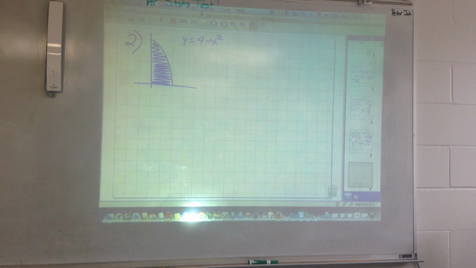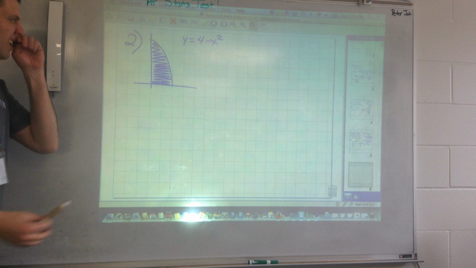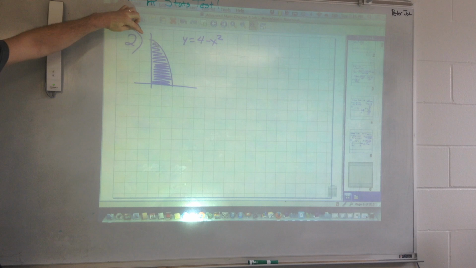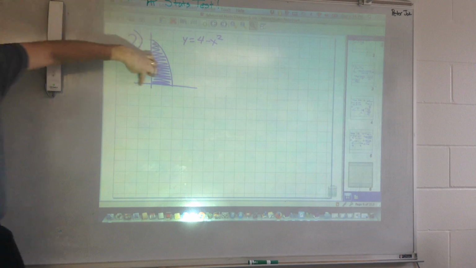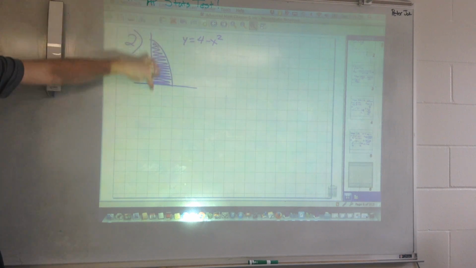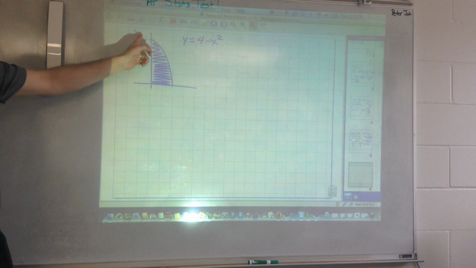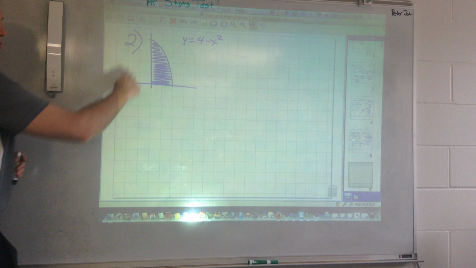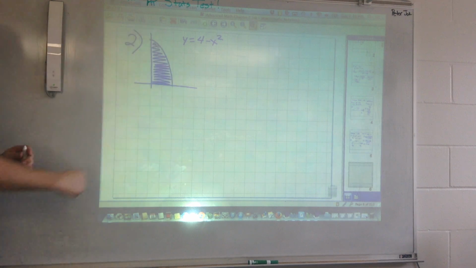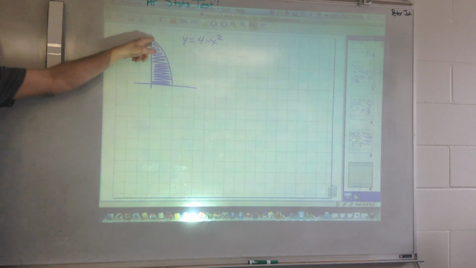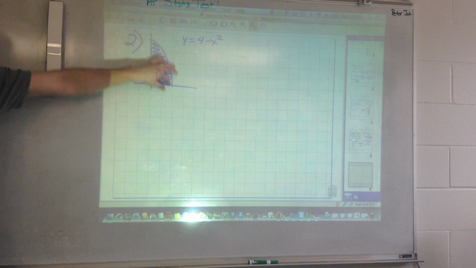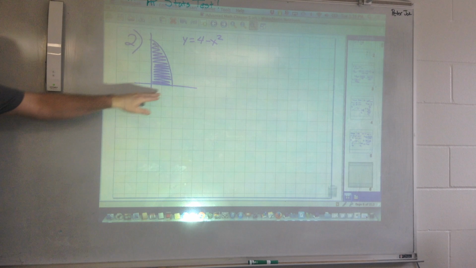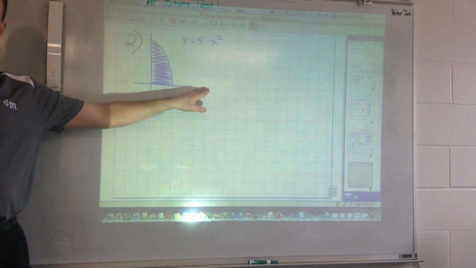So what you're doing in this problem is you are taking the region that is bounded by the line y equals 0, x equals 0, and y equals 4 minus x squared. 4 minus x squared, you guys realize, would just be an upside down parabola. The vertex is up here at 4. We're going to take this region and we're going to revolve it 360 degrees around the x-axis.